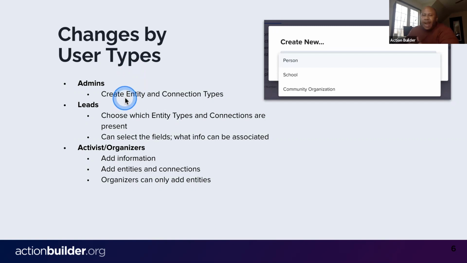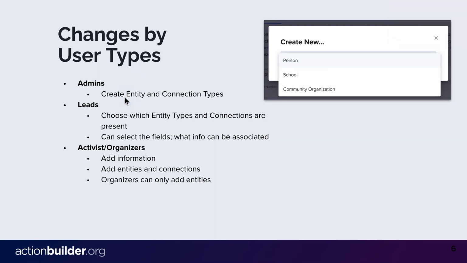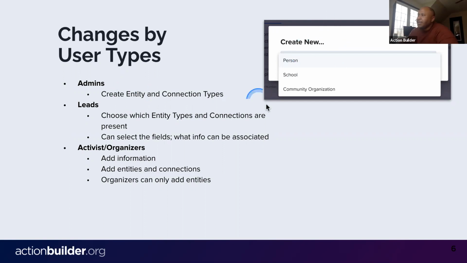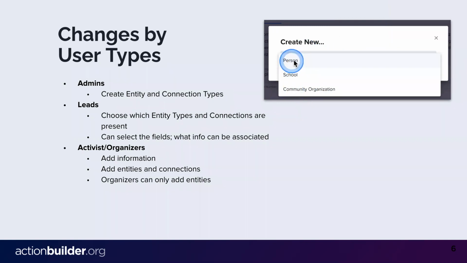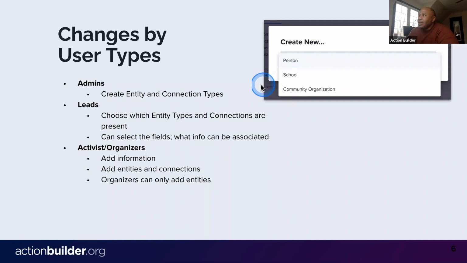And then with our activists and our organizers and the work that they do every day, I always say that one of my favorite features in Action Builder is the tasks. So as they're doing their everyday work, they're still able to add information. They can add these entities and connections onto individuals' profiles. But it's really, really important to know that organizers can only add entities as well. So this image here gives us a sneak peek of what that looks like. So an entity could be a person, a school. You might want to create a new community organization.